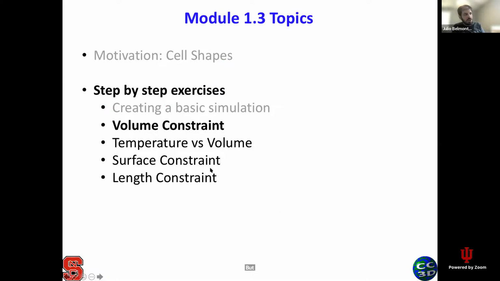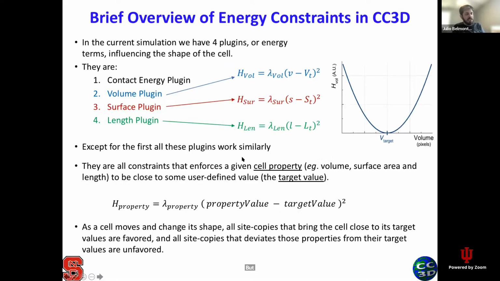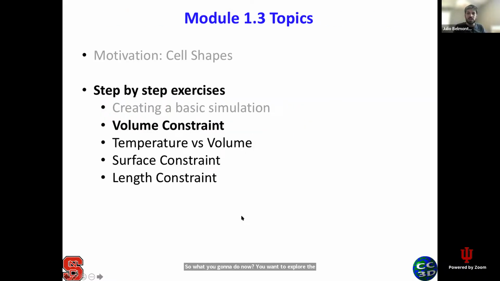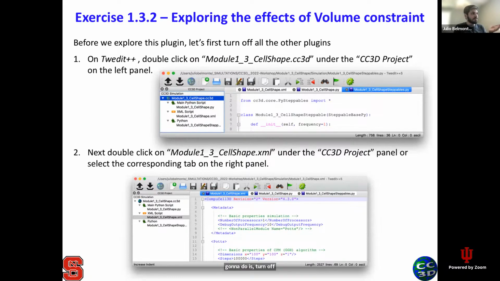So what we want to do now, instead of having all these plugins turned on right at the beginning of the cell, we want to explore the effects of each one at a time. So what you're going to do now, you want to explore the effects of the volume plugin, okay? So you're going to turn off the other plugins, so you can have only the volume plugin on your simulation.